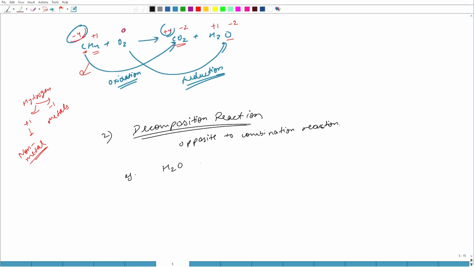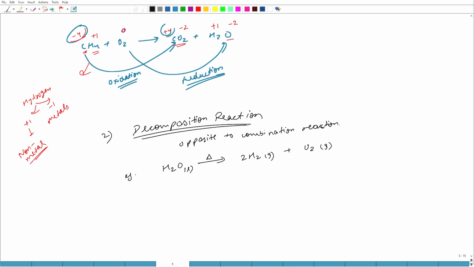H2O, on heating, water dissociates itself into hydrogen gas and oxygen gas. The decomposition reaction means that one compound dissociates itself into two or more products. That is completely opposite to the combination. Combination means combining the reactants and forming one product, whereas decomposition is dissociating one compound into two or more products.